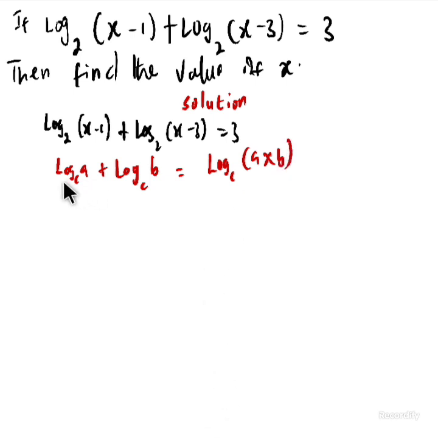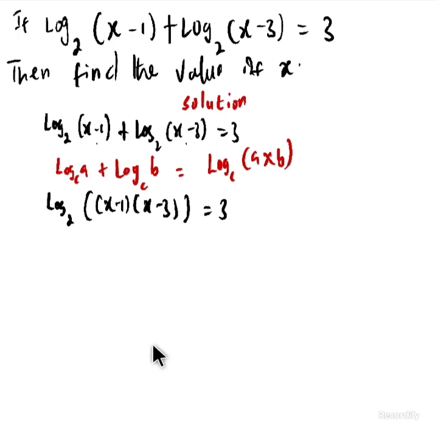You must not forget. So using the same rule for this, the base here is 2, and your a is x minus 1, and your b here will be x minus 3. All right, so let's do that. This is going to give us log base 2 of (x minus 1) multiplied by (x minus 3), which will be equal to 3.